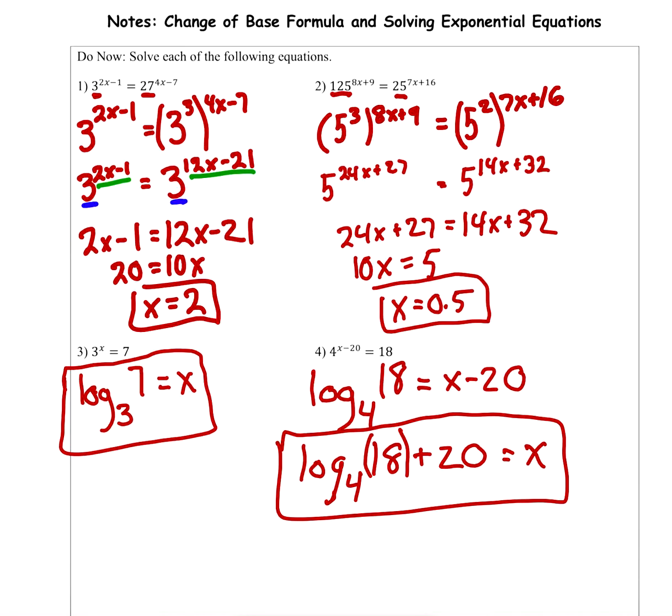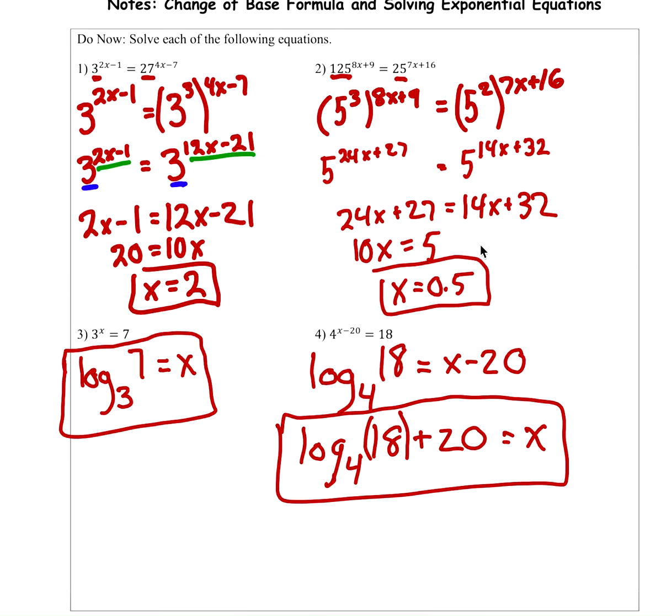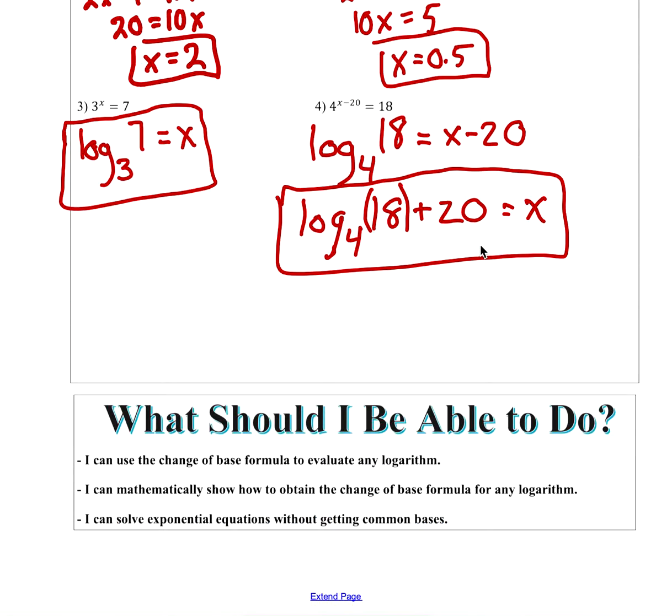So that's 1 through 4. We're going to be learning the change of base formula and solving exponentials that do not have the same base. So we could rewrite 1 and 2 with the same base, but we're going to solve them without being able to write them with the same base. So what should I know by the end of the day? I can use the change of base formula to evaluate any logarithm. I can mathematically show how to obtain the change of base formula for any logarithm, and I can solve exponential equations without getting common bases.